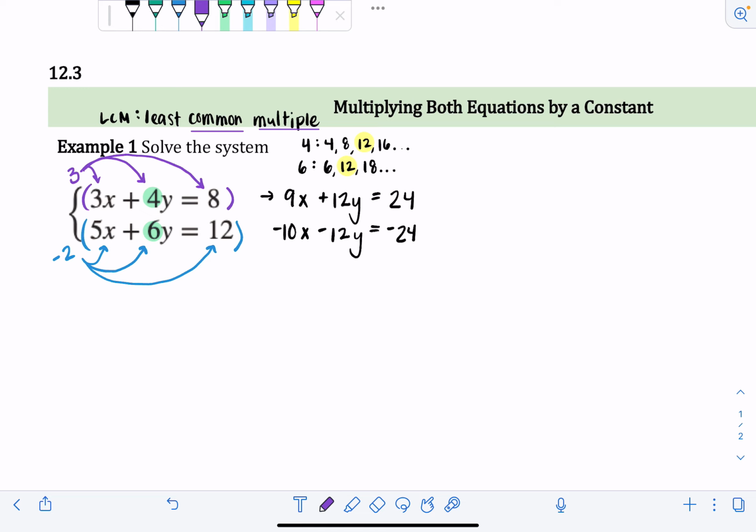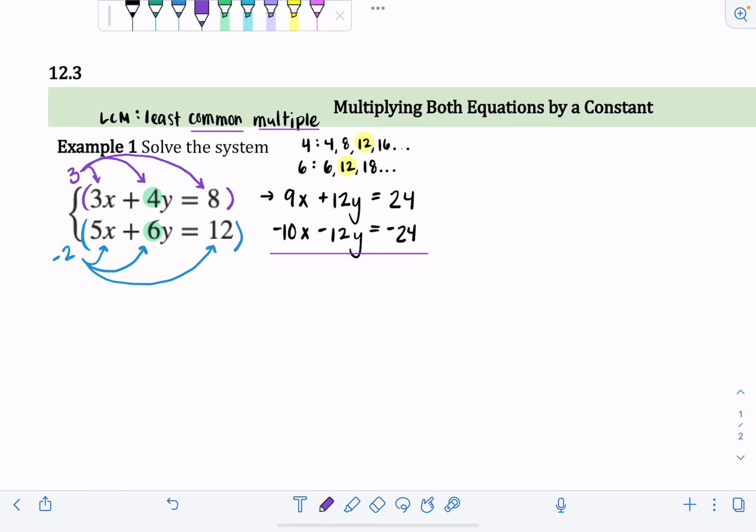Okay, and then from there, before we add, just double check. Our goal was to get the y's to have matching coefficients but opposite signs. So one is a positive 12, one is a negative 12. So we're good. We set out what we were trying to do, and now we're ready to add the two equations together.